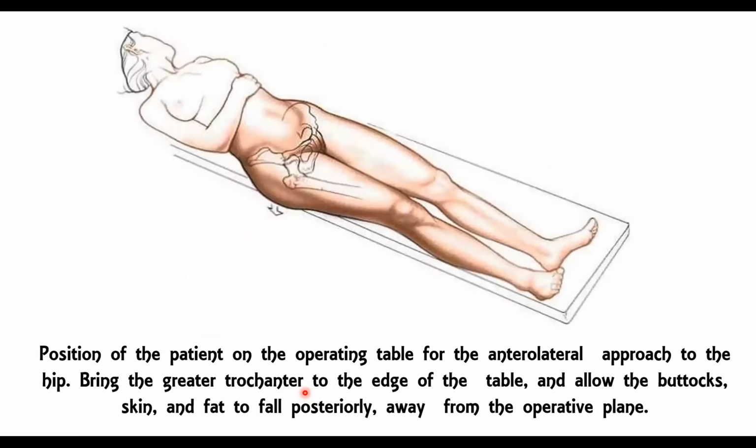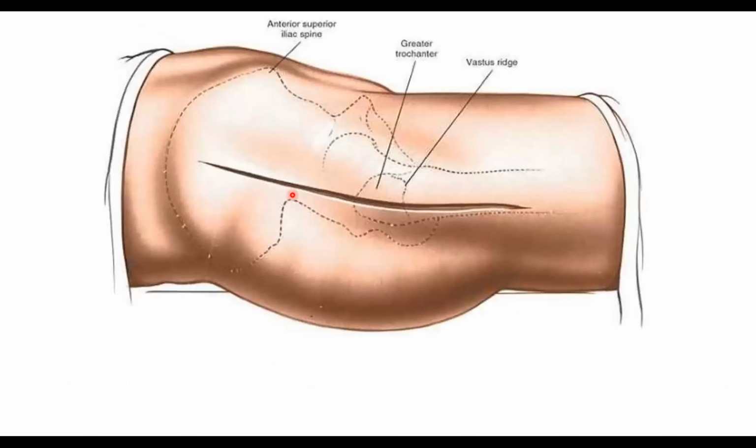Okay. So position, I already told that for anterolateral approach, you can place the patient in the supine position. This is the position of the patient. There is a catch. You can bring the greater trochanter to the edge of the table, allow the buttock skin and fat to fall posteriorly away from the operative plane. This is to bring the greater trochanter to the edge of the table to make it prominent.